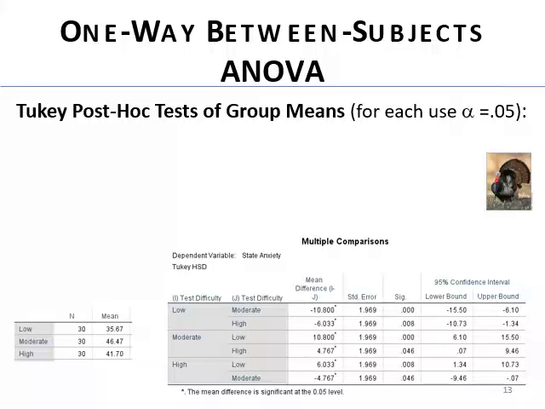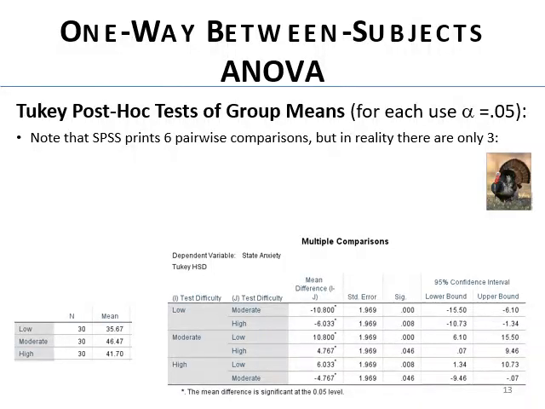So why are there 6 rows if for 3 groups there's only 3 possible unique comparisons? Good question. So yes, SPSS prints 6 pairwise comparisons, but in reality there are only 3 of them. And the reason is SPSS does low versus moderate, but then it'll go ahead and do moderate versus low. So it's redundant. So you've got to find the 3 unique one-to-one comparisons in here and ignore the rest.